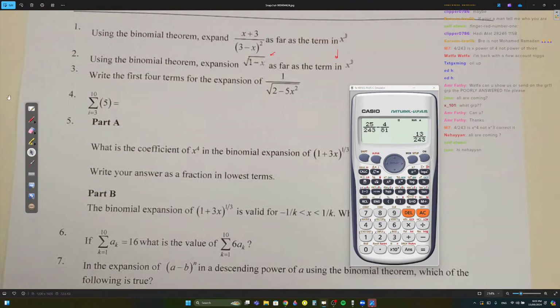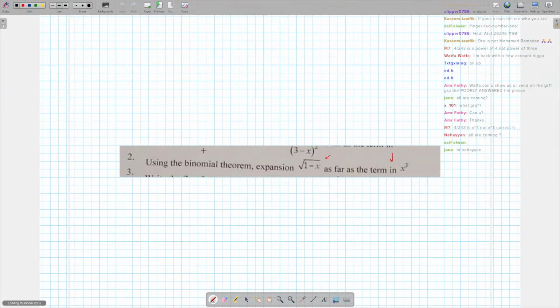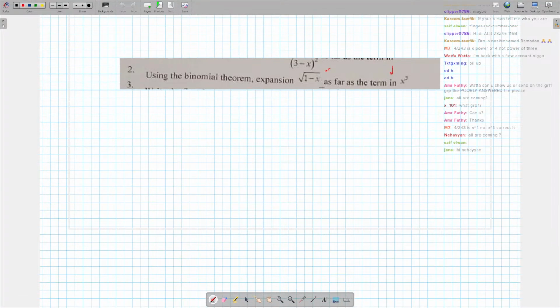Now, question 2. Let's do question 2 next. Using this, expand as far as x cubed. This is a radical, so we want to rewrite it. It's going to be 1 minus x to the power of half, right?